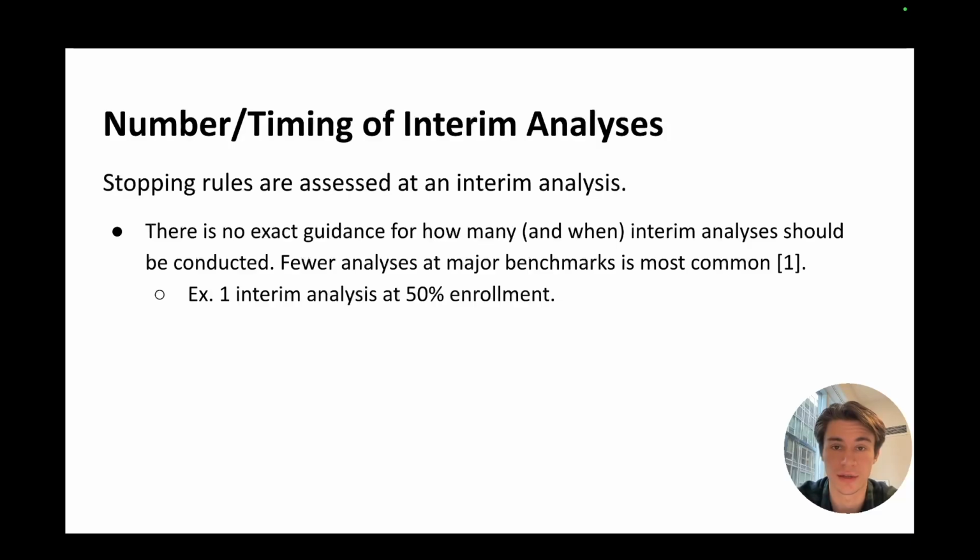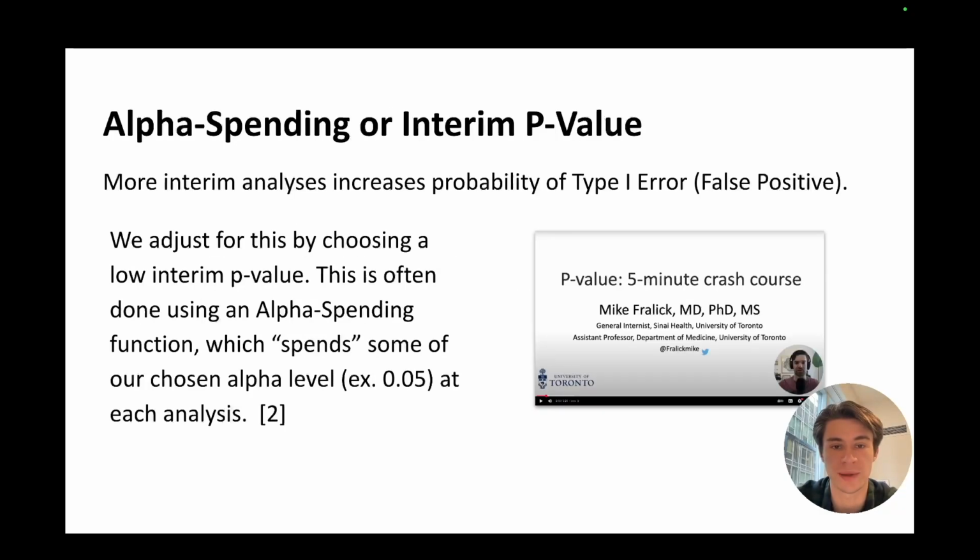To start, it's important to determine the number and timing of interim analyses that you're going to conduct. At these interim analyses, that's when you decide whether or not to continue or stop the trial. The common rule you'd hear is that simpler is better, with fewer analyses and major benchmarks. Something like just 1 interim analysis at 50% enrollment, or alternatively, if you're doing 2 interim analyses, 1/3 and 2/3 enrollment. With more interim analyses, we increase the probability of reaching a type 1 error or a false positive.